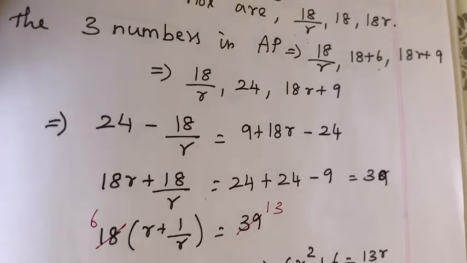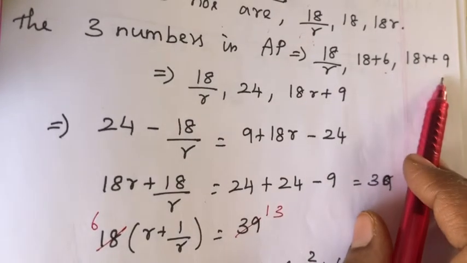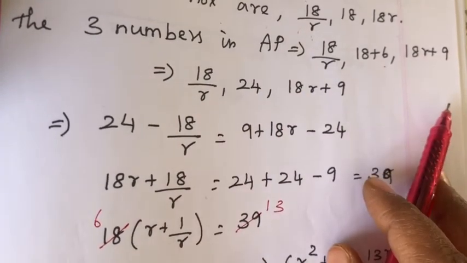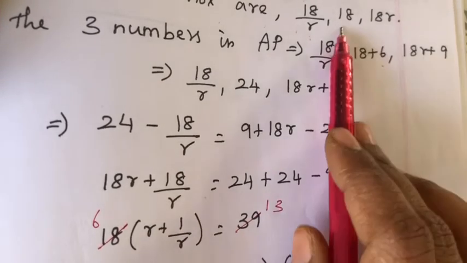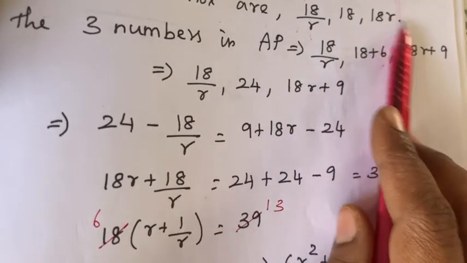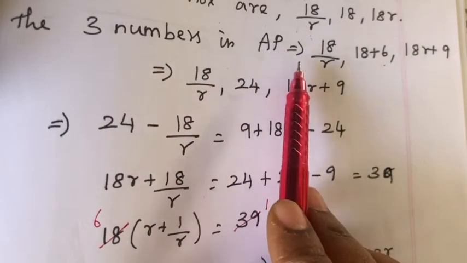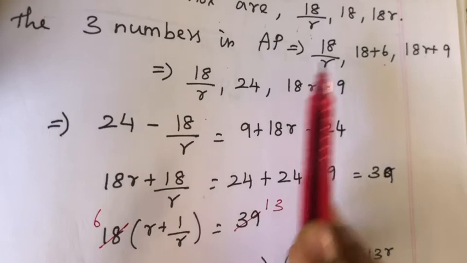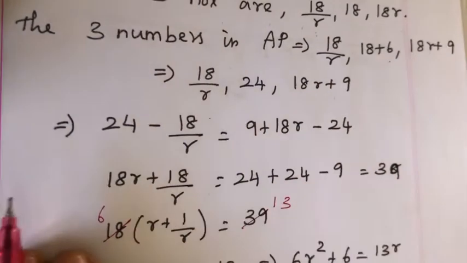Now, it is given that if we add 6 to the second number and 9 to the third number, the resulting numbers form a GP. So, adding 6 to the second number. So, adding 6 to 18 and 9 to 18R. Okay. So, the three numbers in AP are 18 by R, 18 plus 6 is 24 and 18R plus 9.